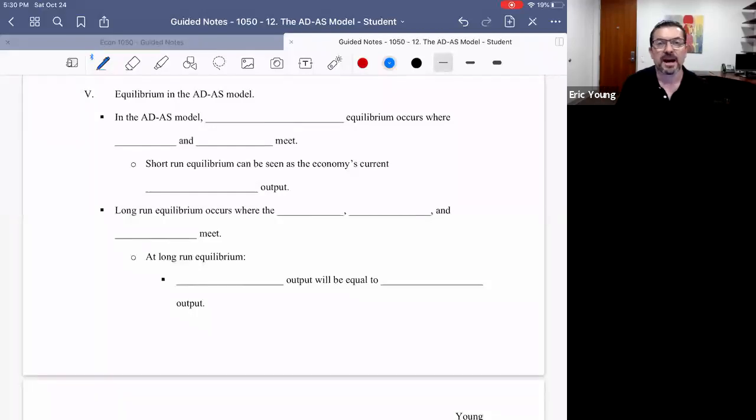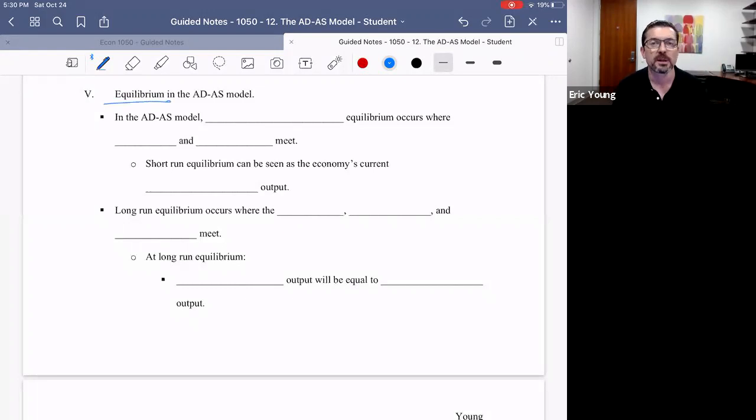Econ friends, welcome back. So now you're comfortable with the components of the ADAS model. You know the AD curve, the SRAS, the LRAS. You know their shapes. You know how they look. You know why they look that way. You know how to shift them. Let's put all that knowledge together in this video to look at equilibrium in this model.